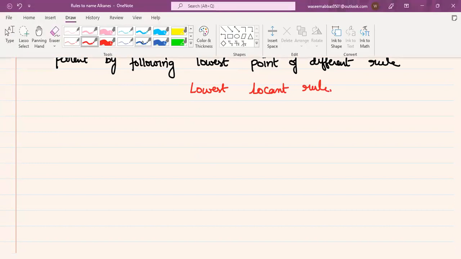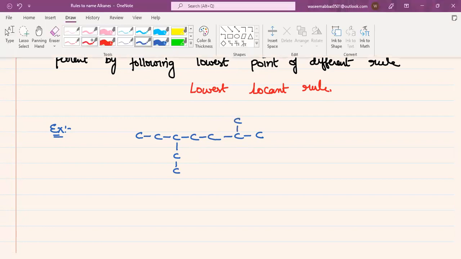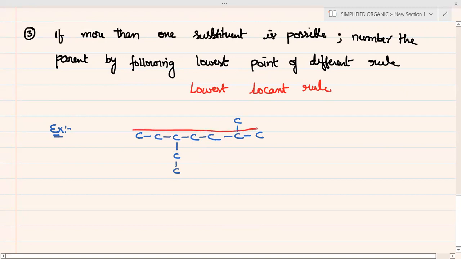What exactly does it mean? Let us discuss one example, you will get an idea. For example, this is the parent chain I have, and somewhere I have one branch here, and somewhere another branch here. If I number from this direction, 1, 2, 3, 4, 5, 6, 7, what are the positions of the substituents, called locants? The locants of the substituents are 3, 6.